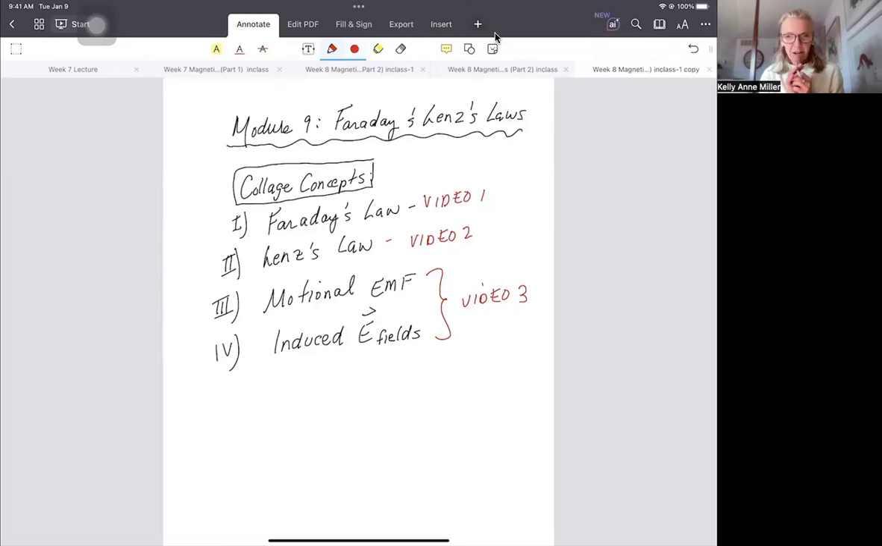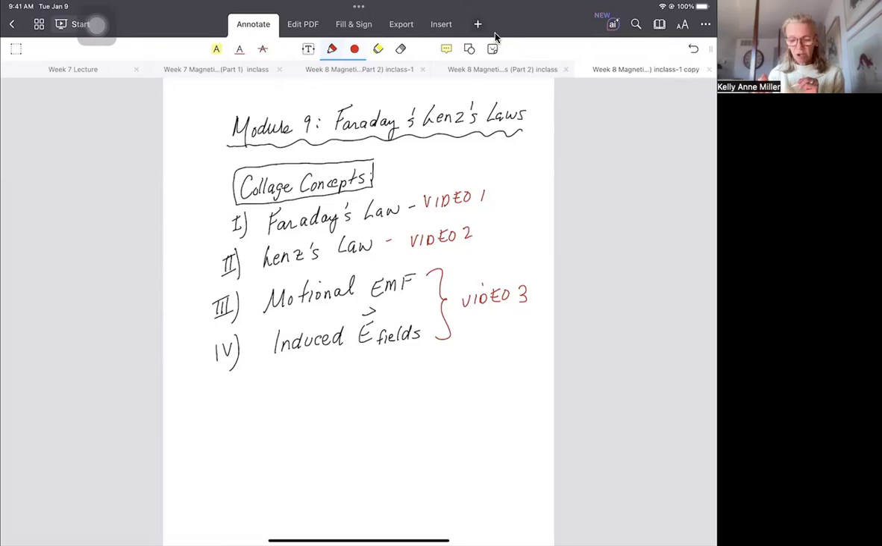The first concept is Faraday's law, for which there are a few videos: a video of me doing a demo in the Science Center, a video of me explaining the basics of Faraday's law, and a couple of other interesting demo videos that I posted. This video is going to be on Lenz's law. Then I'm going to make a third video, which I'll post in the third section under motional EMF, and that third video will include concepts 3 and 4.